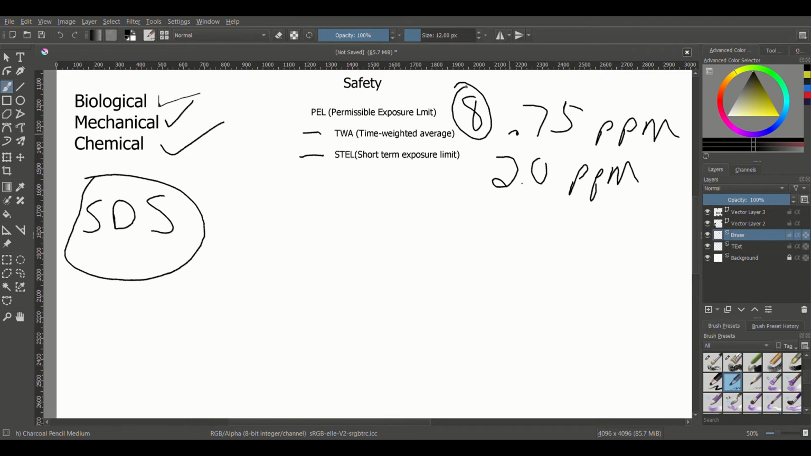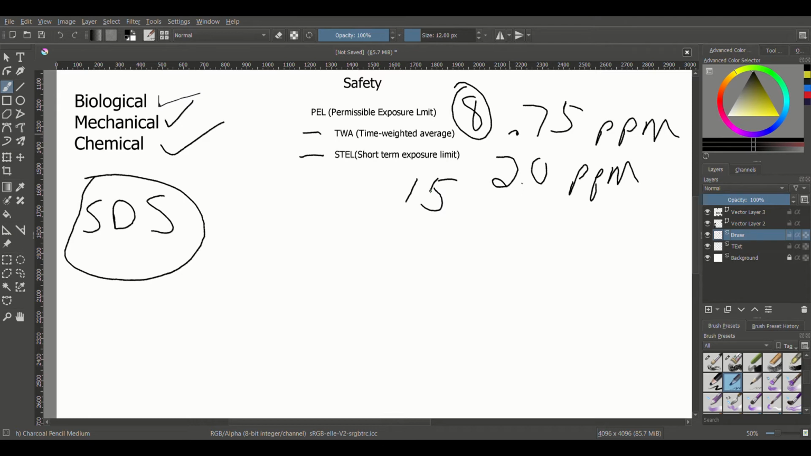Our other one is our short-term exposure limit, which is essentially a short amount of time. If you have a really big exposure to formaldehyde, that concentration cannot get over an average of 2.0 parts per million over 15 minutes. So essentially what you do for that is you look at whatever area gets the biggest exposure for formaldehyde, and you look at that concentration over 15 minutes.